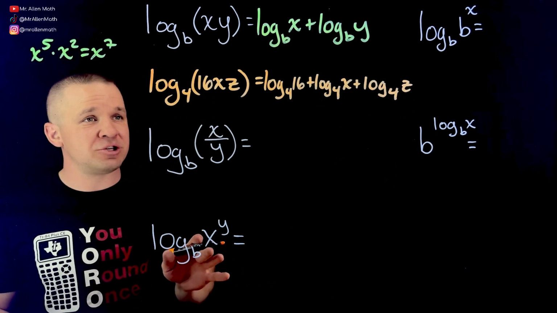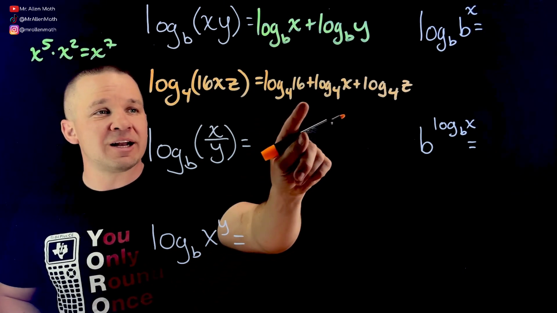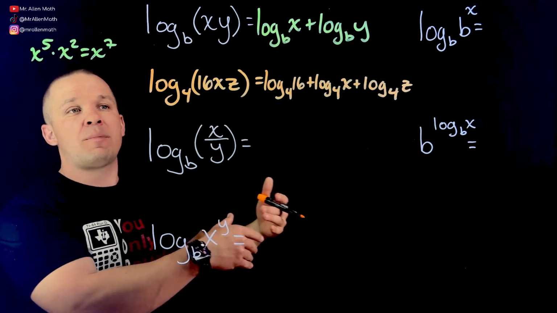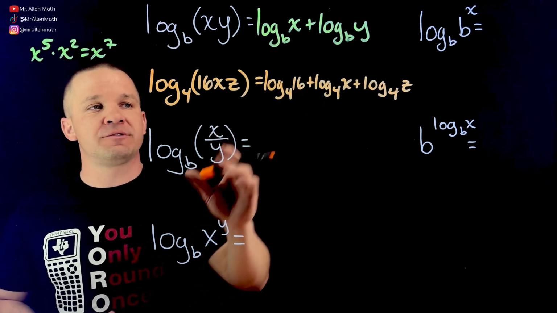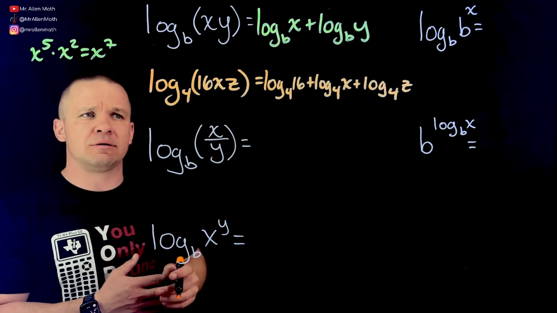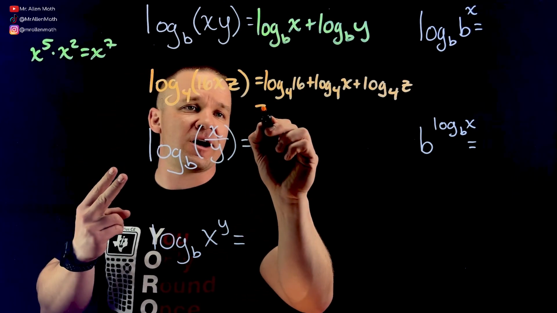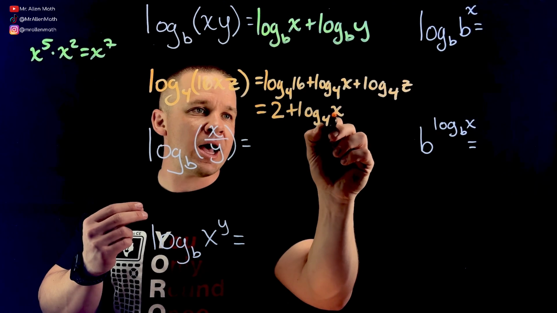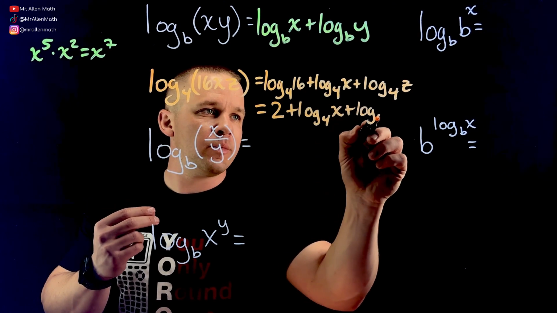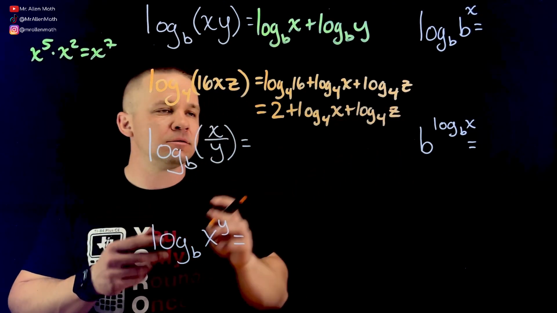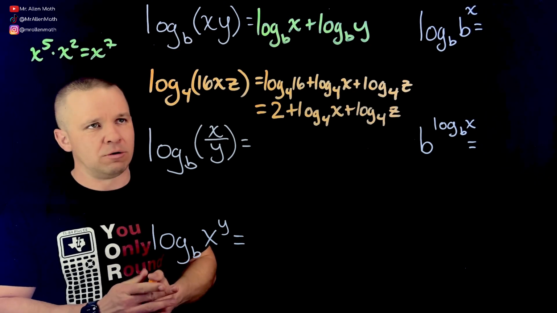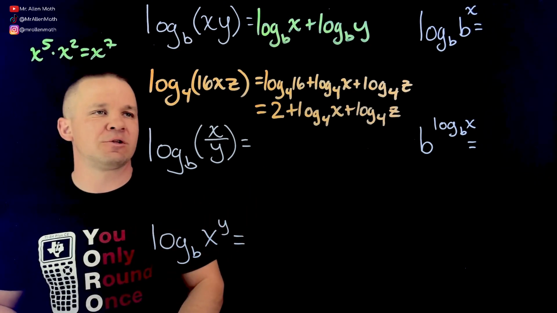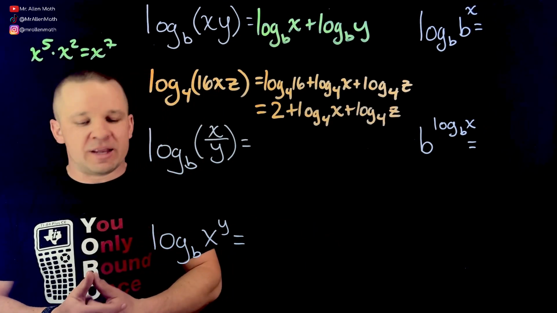Now, there's a little more we can actually do here. A lot of times when we ask you to do these problems, we'll say evaluate if possible. Log base 4 of 16: 4 to what power is 16? 4 to the 2nd. So the final answer here will be 2 plus log base 4 of x plus log base 4 of z. There we go. One example in the books. Let's move on to the next one.